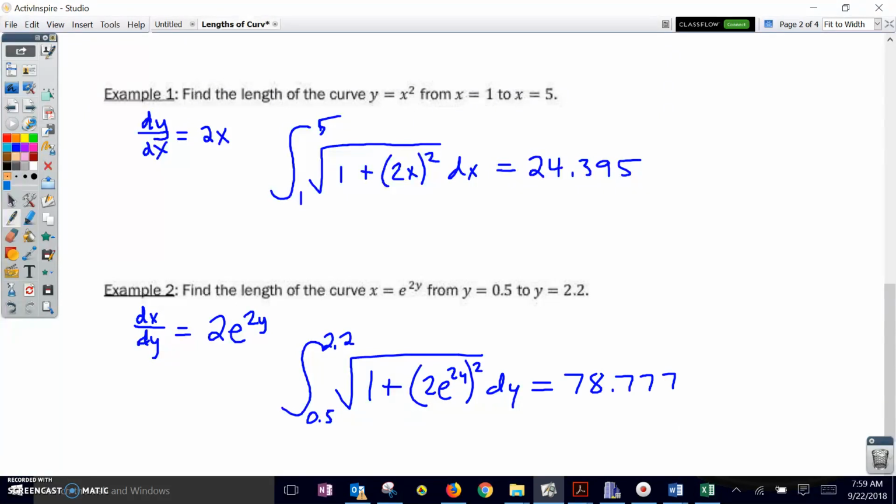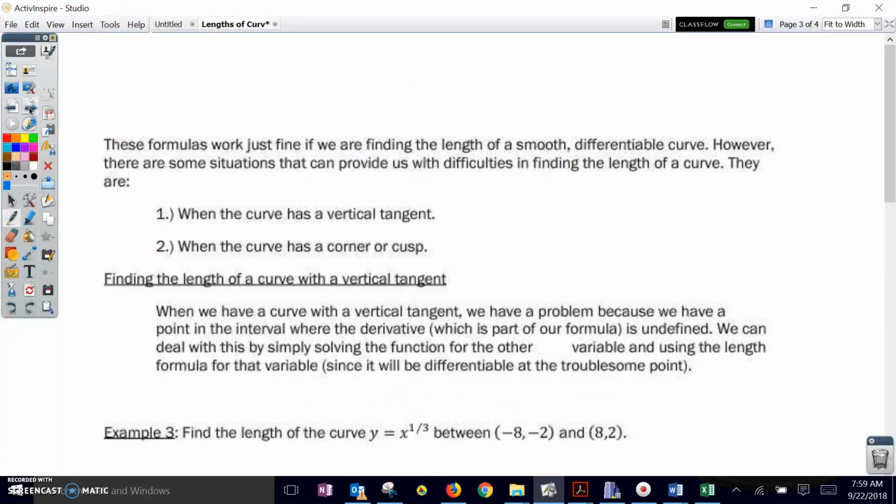Okay, one more example in this video. Let's look at example 3. There's some narrative here as far as times when we'll have difficulties with curves, specifically when curves have vertical tangents or when curves have corners or cusps. And so we're going to look at those.